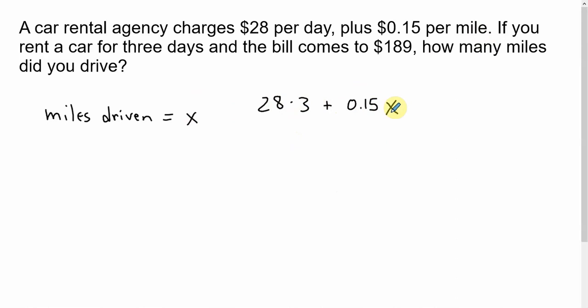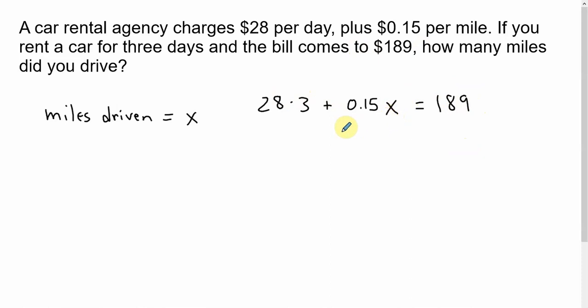Okay. So those are the two parts, just the flat fee per day and then the mileage that we have to pay. And we know that the total bill should come to $189. All right, so there's our setup. What we have to pay equals $189. The unknown part of it is right here, so we'll solve.